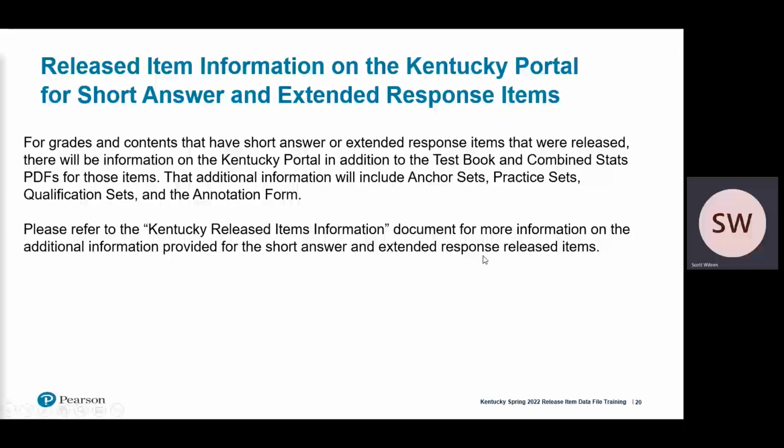All right, for grades and contents that have short answer or extended response items that were released, there will be information on the Kentucky portal in addition to the test book and combined stats. That additional information will include anchor sets, practice sets, qualification sets, and the annotation form. Again, if you refer to that Kentucky released items information document, more information is provided on the details of what all of those various sets and the annotation form mean, and how they are used in the scoring.